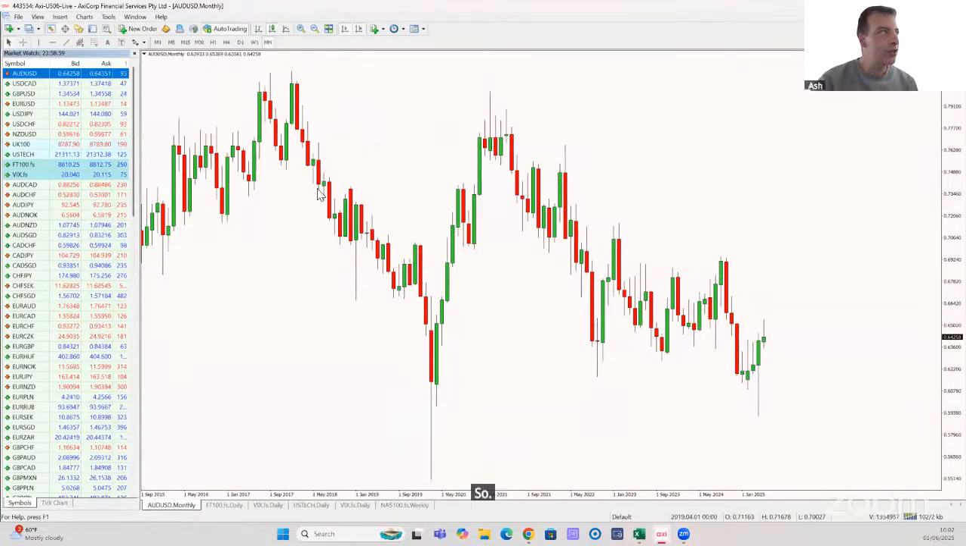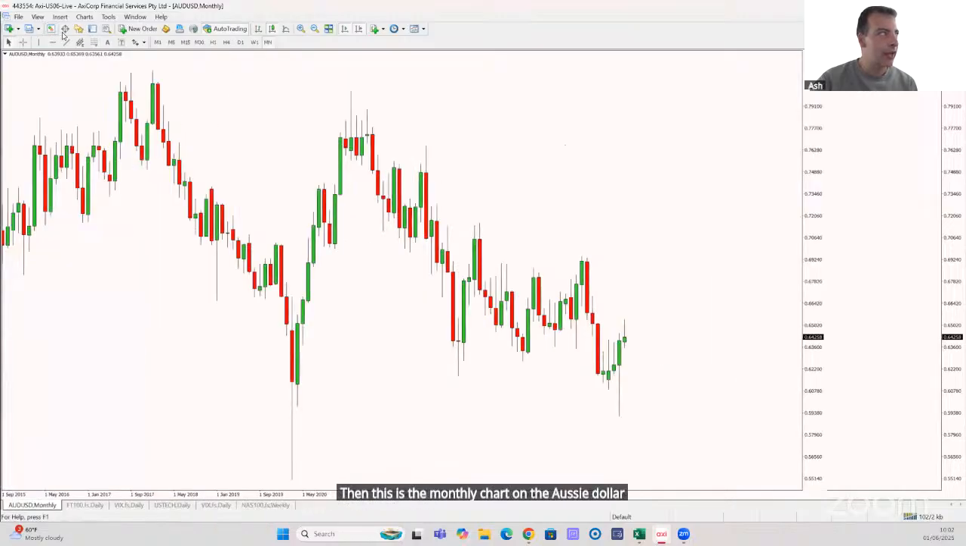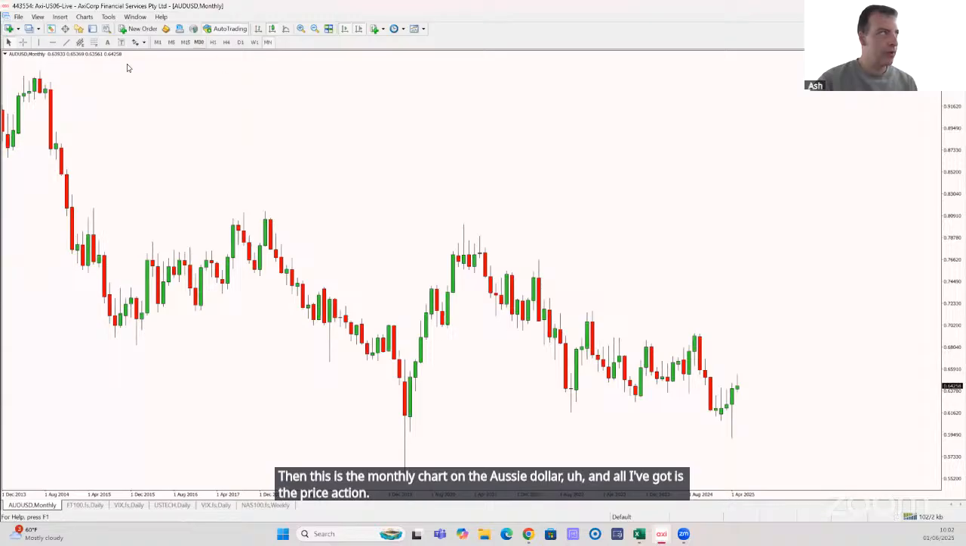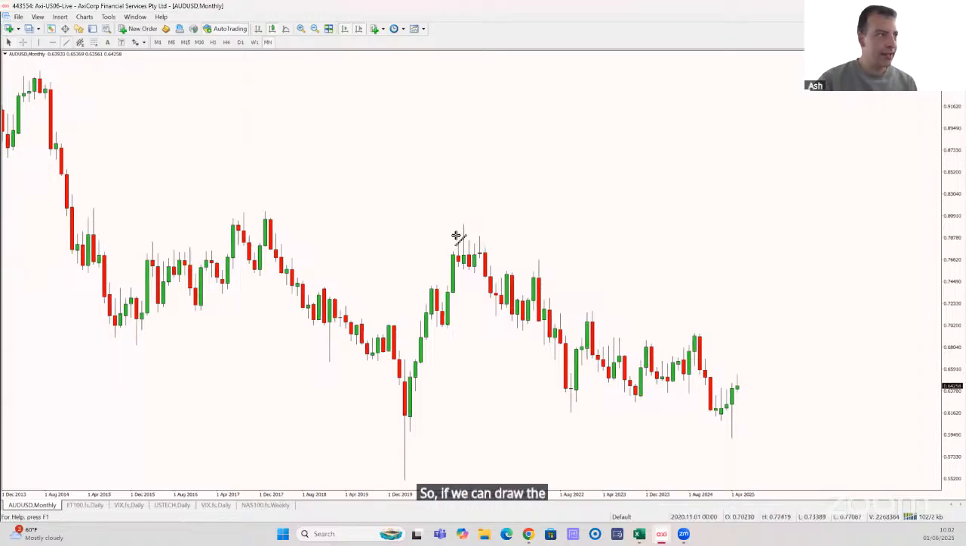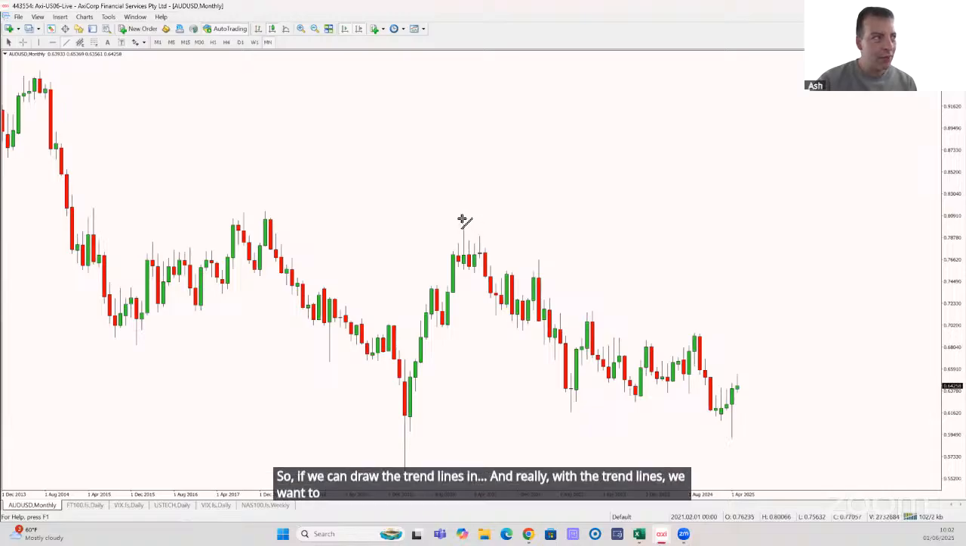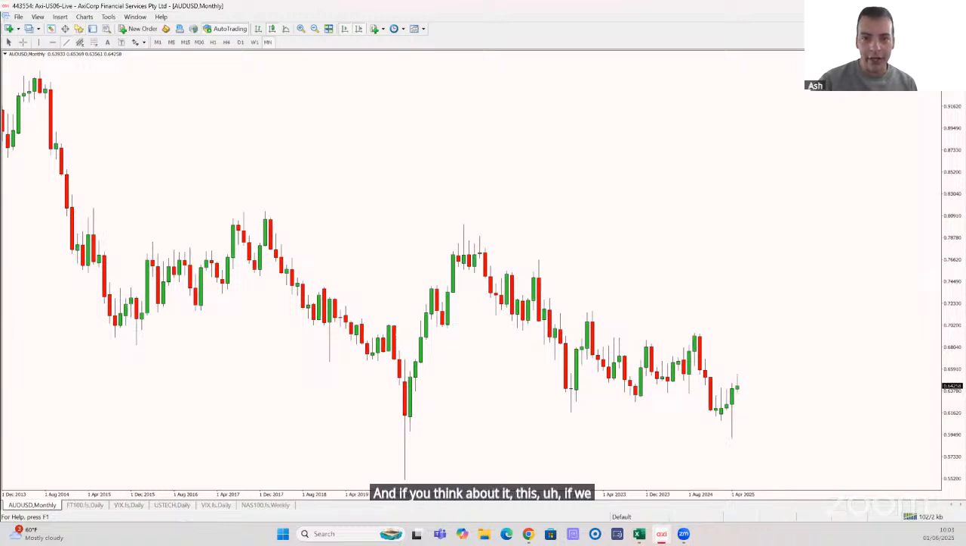If we look to start with at the Aussie dollar, this is the monthly chart, and all I've got is the price action. So if we can draw the trend lines in, with the trend lines we want to take the most recent run. That's what I'm doing, looking at the most recent run. So this thing came down, and if we look at it in blocks, then we would see this.